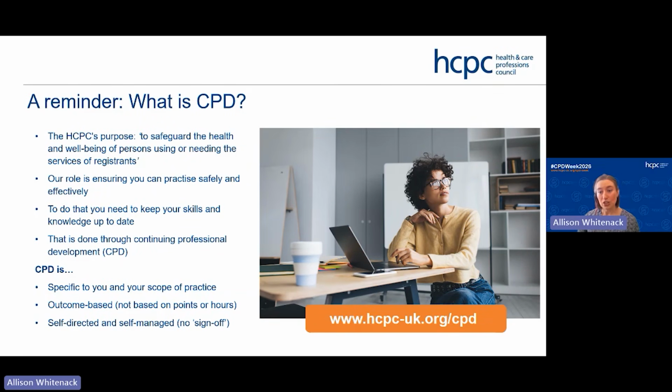CPD is specific to you and your scope of practice. It is outcome-based, not based on points or hours, and it is self-directed and self-managed. Reflection is an essential part of CPD, and that means appropriate reflection, where you consider the benefits of CPD for your service users, your practice, and your future career. Reflection is really how you embed your learning. And you can read more about the CPD requirements on our website. You can follow this link here on the slide.